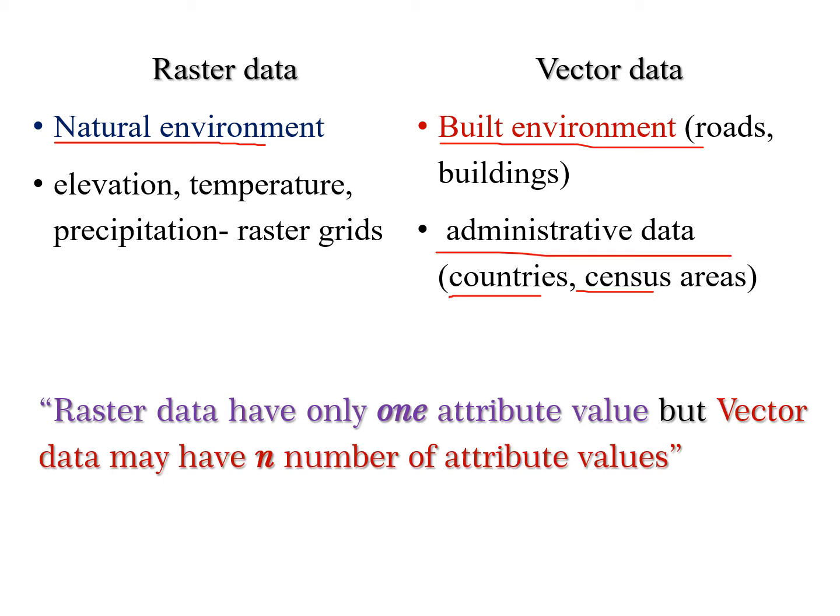To remember one statement: raster data have only one attribute. So make a note of this. Raster data have only one attribute. You know what the attribute is? It has some value, and the attribute gives the description or more information about a particular feature. So raster data have one kind of information only, but vector data may have n number of attribute values. So you have to keep this in mind.